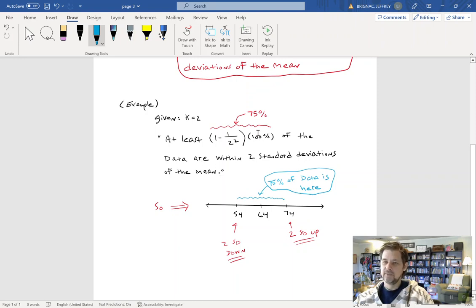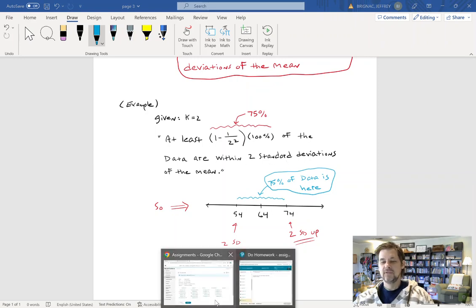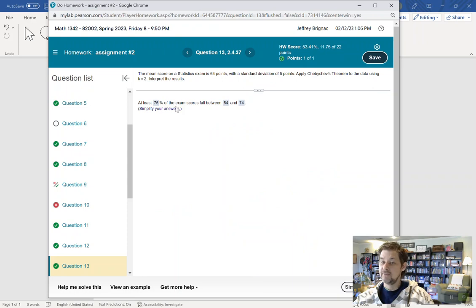Now to calculate a little bit further, 1 minus 1 over 2 squared, well, 1 over 2 squared is 1/4. This is 3/4, which is 0.75 times 100%. Get 75%. So then the statement says at least 75% of the data are within 2 standard deviations of the mean. Okay, so 75% of the data is within 2 standard deviations of the mean. That's the first part of the question, at least 75% of the exam scores. Alright, so I got that.